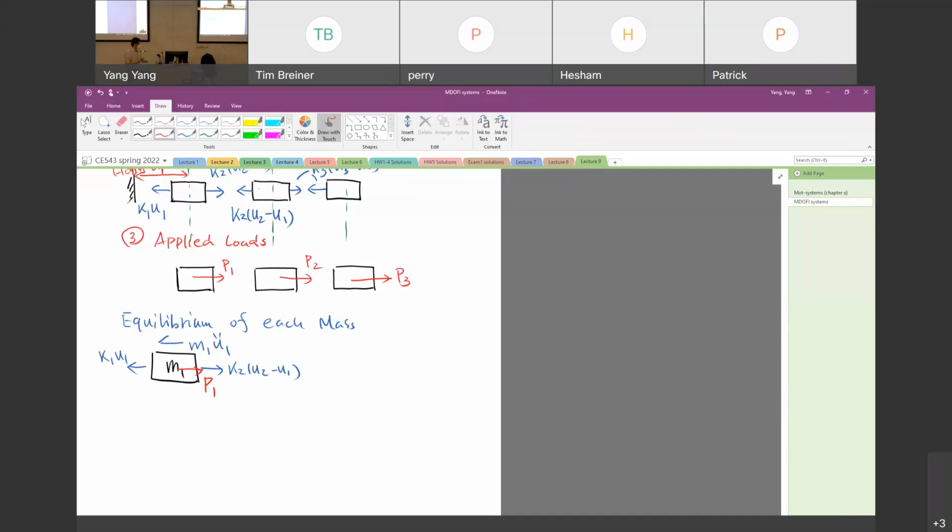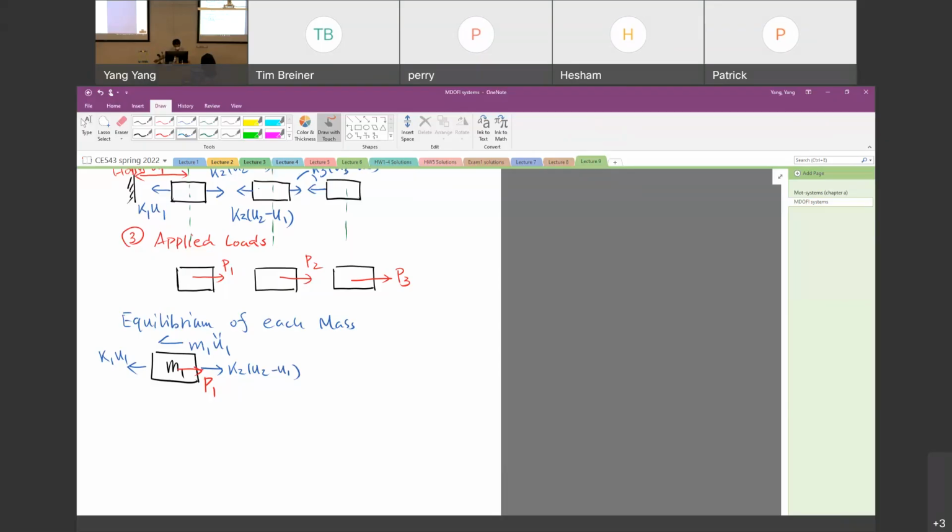So who would like to formulate the equation of equilibrium based on this free body diagram? So we have all the forces here. And what would be the equation of equilibrium for this free body diagram? Elizabeth, would you like to try?